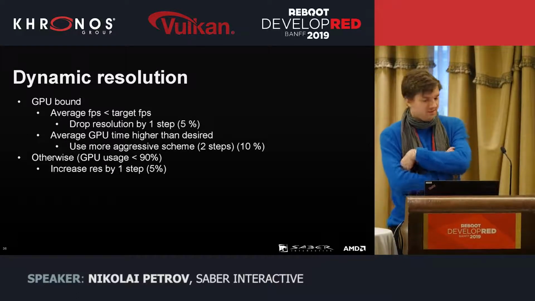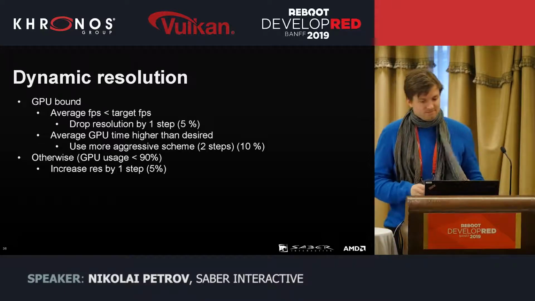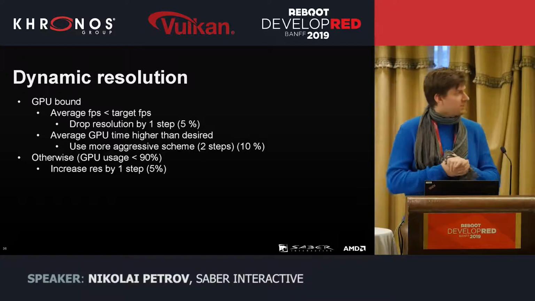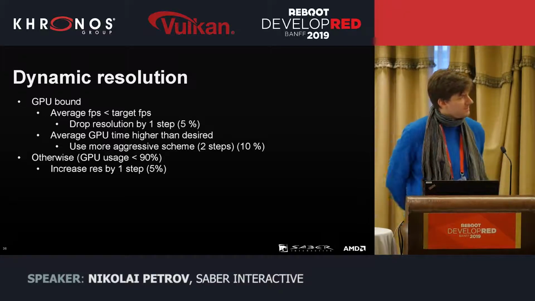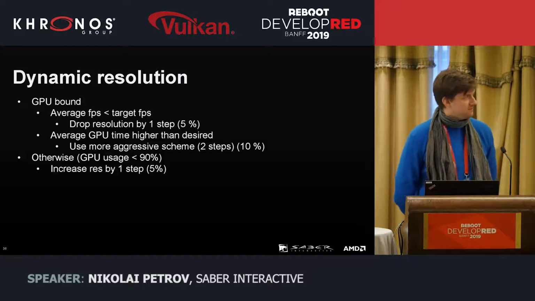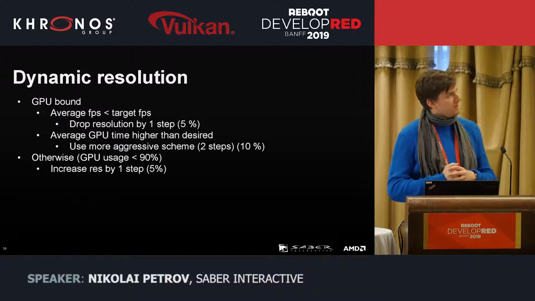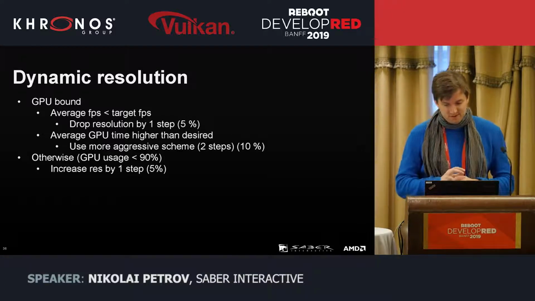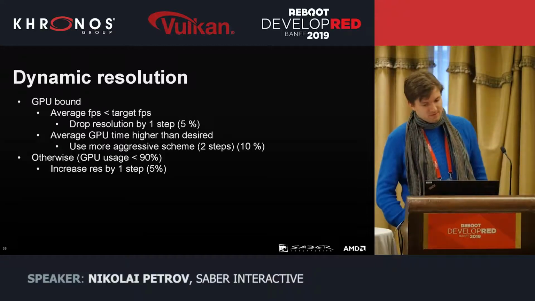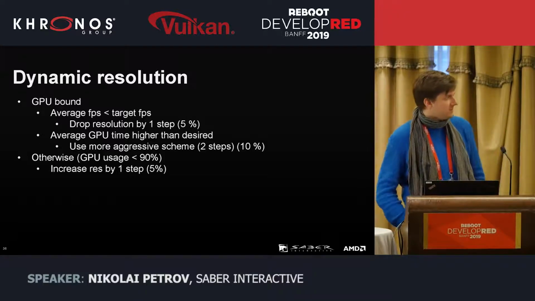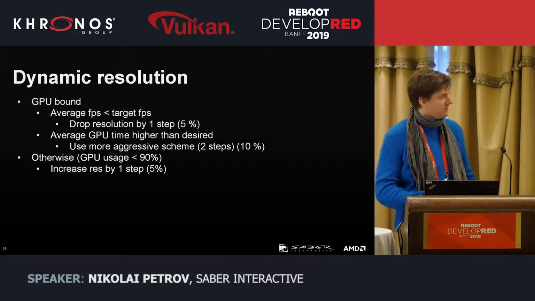So first, every frame the engine tries to determine whether it is GPU bound or not. And then it first checks if the average FPS is lower than the target FPS, and if it is, we drop the resolution by 1 step. Also, if the GPU continues to be fully utilized, we drop another 5%. Otherwise, if the GPU starts starving, we try to increase the frame resolution a bit.